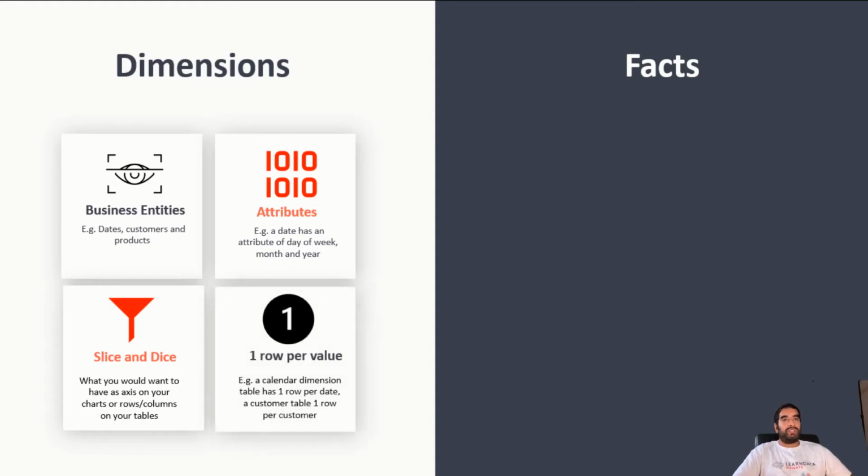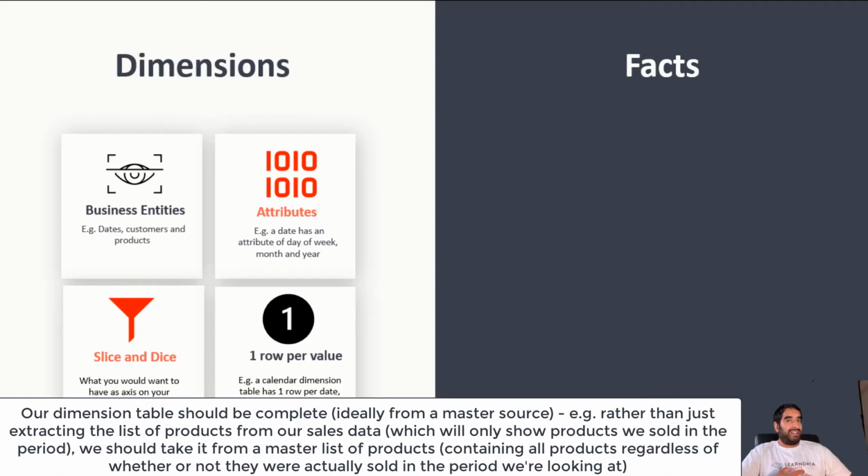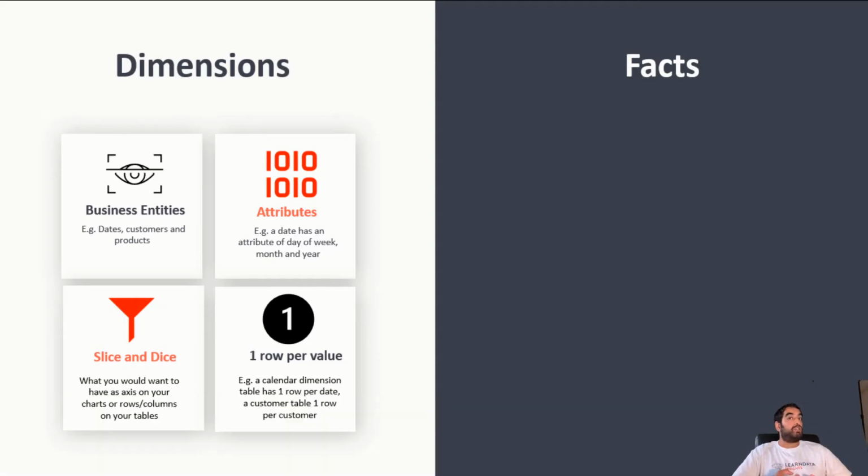And then we also want to make sure that we have one row per value here. So in our date dimension table, we want to have one row per date. We don't want multiple rows per date, and we don't want to have missing dates in there. We want to make sure that it's complete. So our list of customers is all our customers, whereas our list of dates is all of our dates in a particular range that we want to look at. So that's our dimension tables, our attributes, our slice and dice, our explain tables.